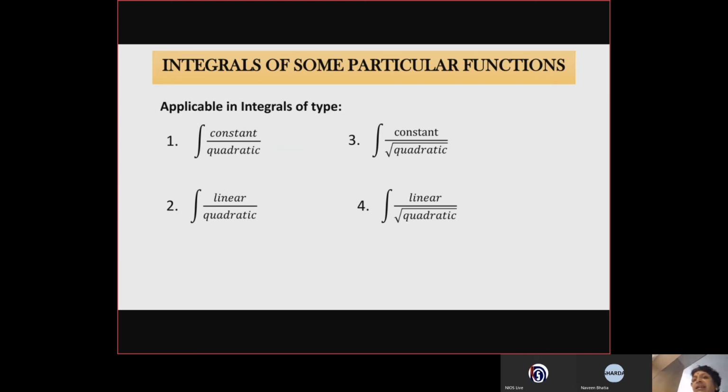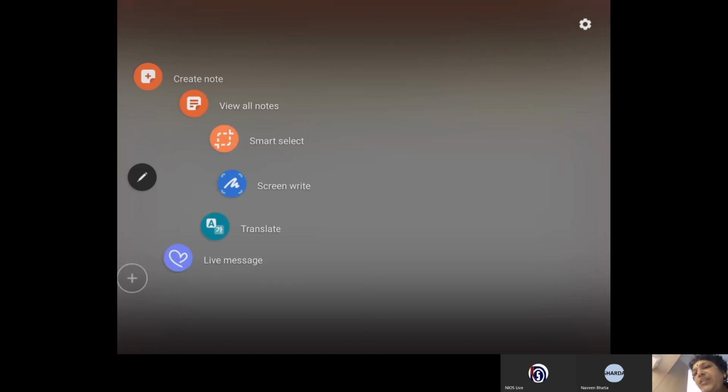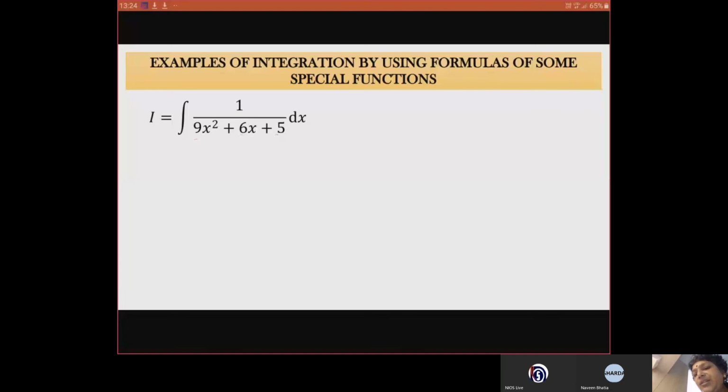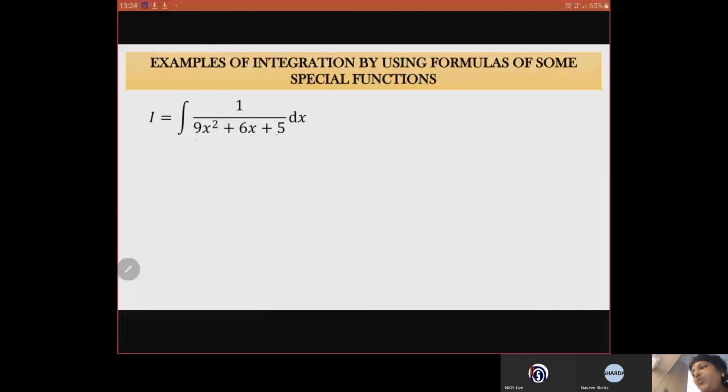Let's take an example. Suppose I have 1/root of the quadratic 9x square plus 6x plus 5, and the numerator is a constant. So I try to use the particular function formulae. For that, I have to bring it to that form.